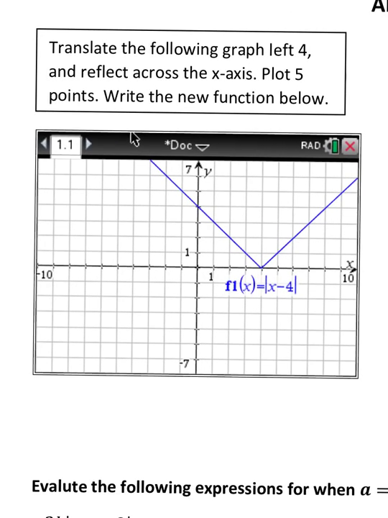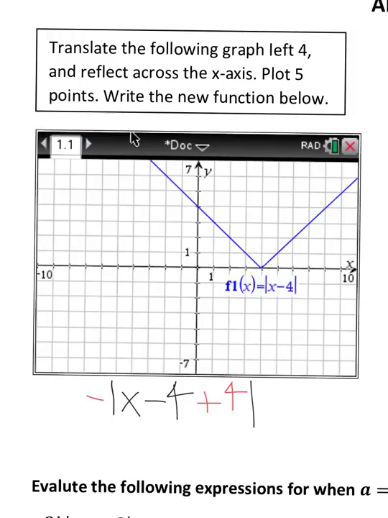I'm going to translate the following graph left 4 and reflect it across the x-axis. Plot 5 points and write the new function below. Okay, so I have f of x equals the absolute value of x minus 4. If you want something to go left 4, you are going to need to add 4 to the inside of the function. And if you want something to reflect, put a negative on the outside and that'll reflect it over the x-axis. A negative on the inside, meaning inside the absolute value bars, would go over the y-axis.